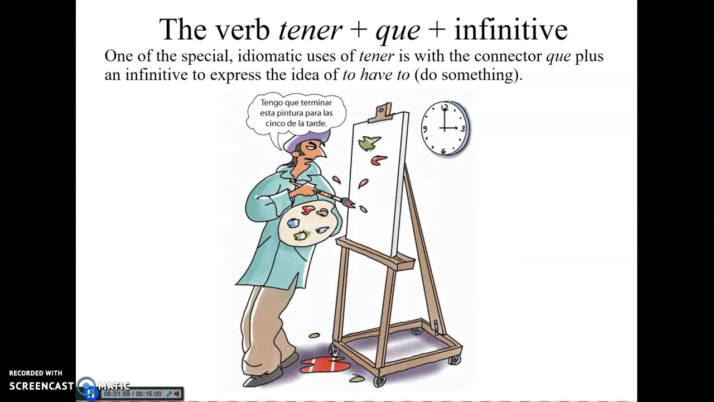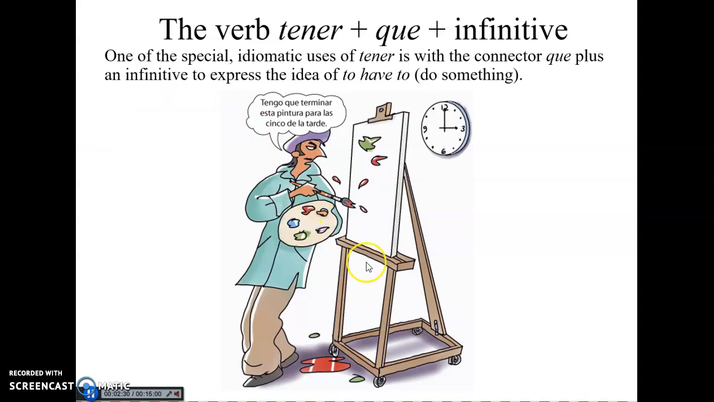The verb tener plus the word que plus an infinitivo. Recuerda, the infinitivo of a verbo is the basic form of a verb. Like when I say hablar por teléfono, to talk on the phone, mirar la televisión, to watch television, escribir correos electrónicos, to write emails. One of the special idiomatic uses of tener is with the connector que plus the infinitive to express the idea of to have to do something.